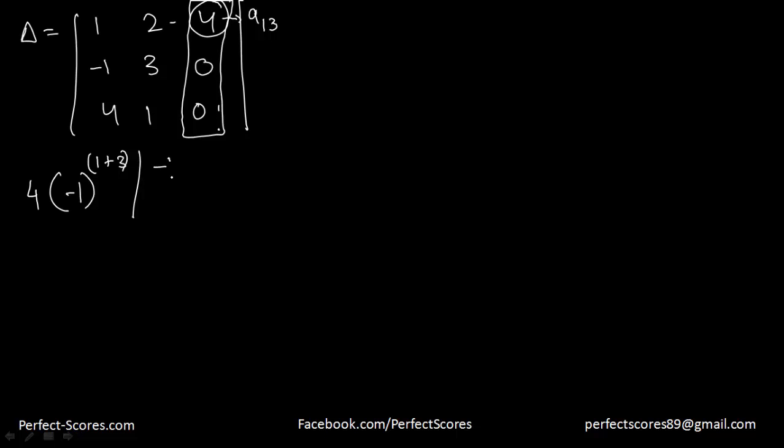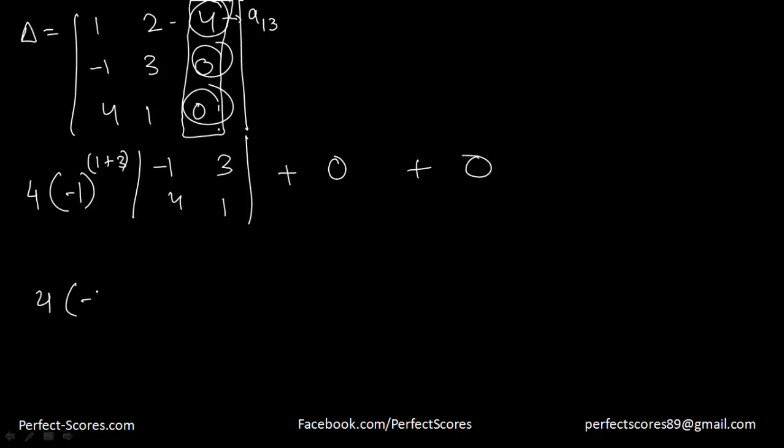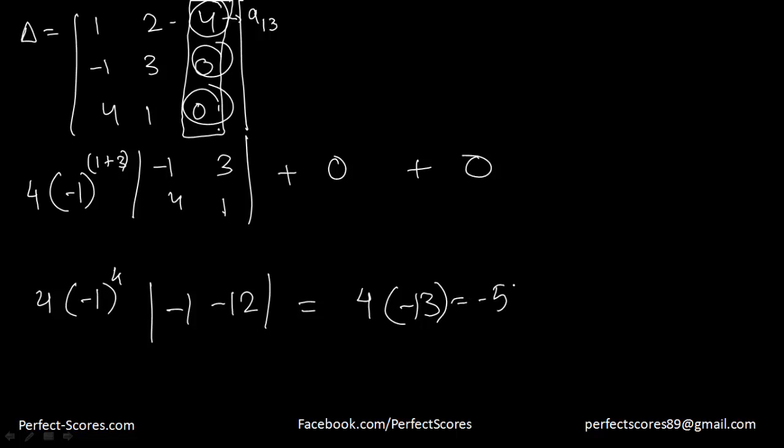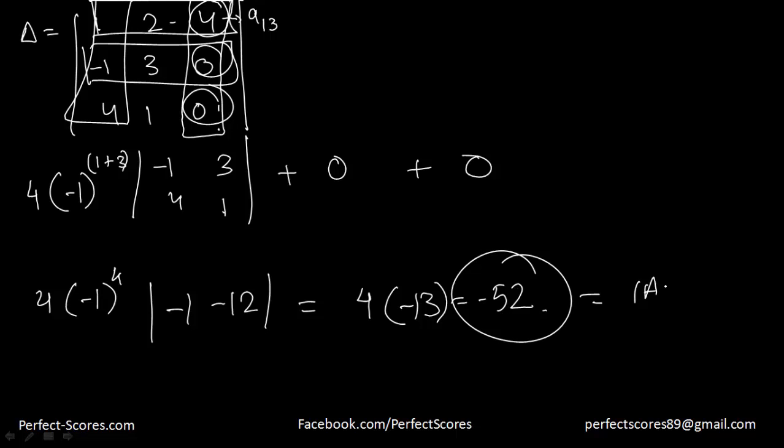I'm going to have negative 1 3 and 4 1, plus I'm going to fix up this 0. 0 into anything is 0. I'm going to fix up this 0, and 0 into anything is going to be 0. So I'm going to have 4 into negative 1 raised to the power 4, which is 1, into minus 1 into 1 minus 3 into 4, which is 12. That means this is going to be 4 into negative 13, which is equal to negative 52. Even if you fix up this one or this one or this one, whichever you fix up, you're going to get this answer, which is the determinant of this matrix. I suppose you're understanding this point.